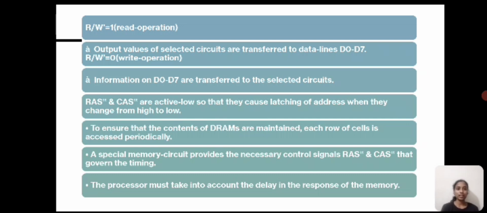RAS and CAS are active low, so they cause latching of the address when they change from high to low. To ensure that the contents of the DRAMs are maintained, each row of cells is accessed periodically. A special memory circuit provides the necessary control signals RAS and CAS that govern the timings. The processor must take into account the delay in the response of the memory.